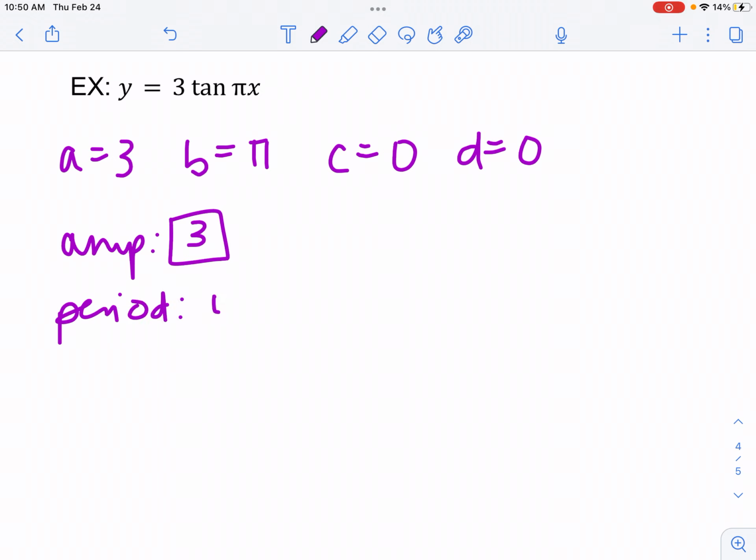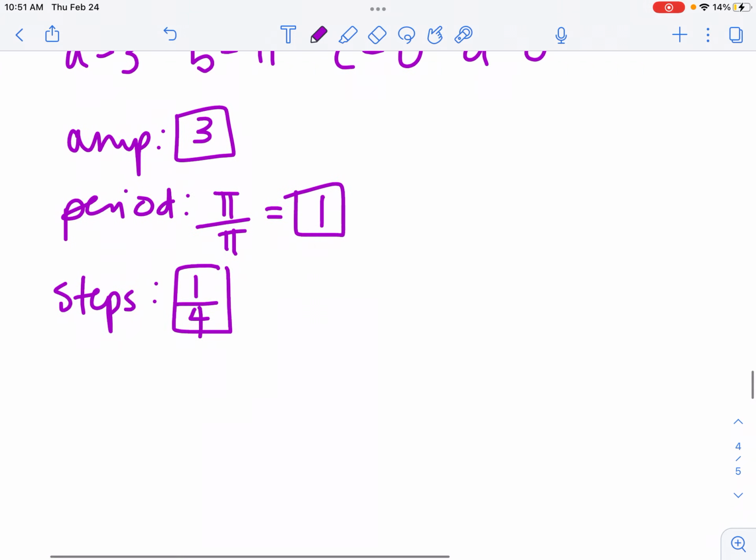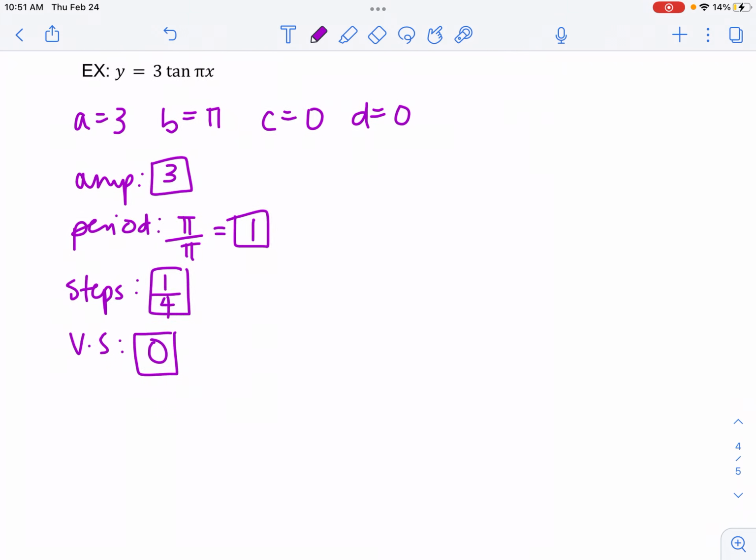So we've got to take pi. Oh, that's weird. Fix that. And then we divide it by B, which is pi. So pi divided by pi is 1. We've got a period of 1. My steps are the period divided by 4, so my steps are going to be 1/4. And then we've got our vertical shift, still 0, D is still 0, okay? Just because our period looks a little different, doesn't have pi in it, doesn't change anything.